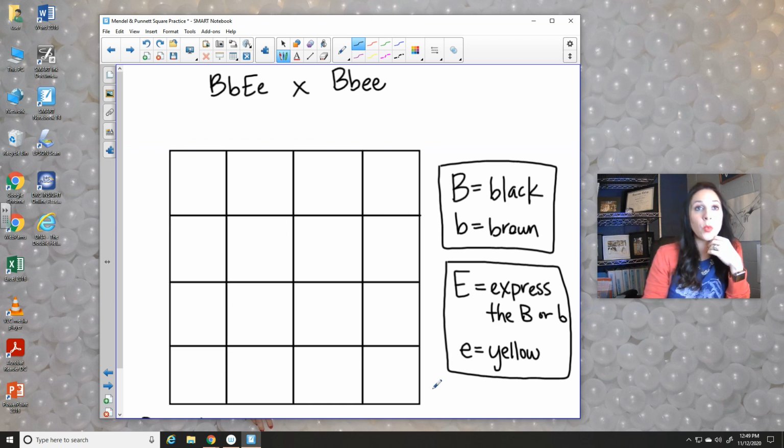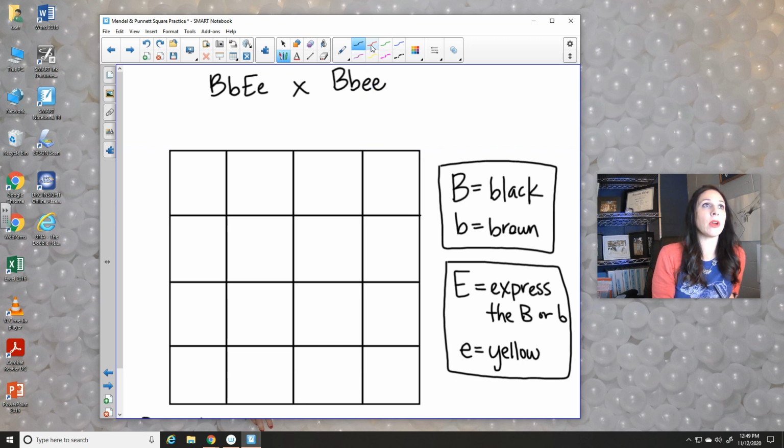Okay, so what I want to do is cross this black lab. Now remember, it's black because we have this big E that says go ahead and express this trait, which in this case is black. We're going to cross it with this yellow lab. Remember that the yellow lab always has homozygous recessive e's at the end. So this is technically a yellow lab.